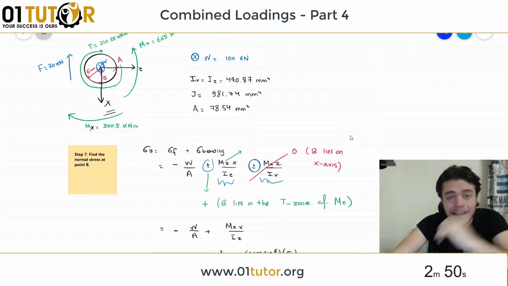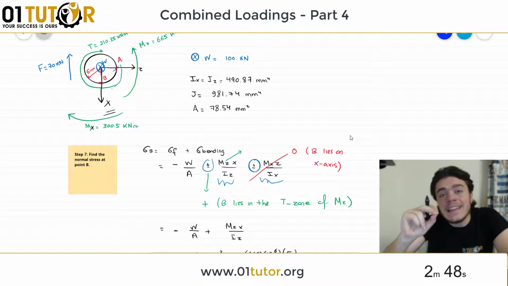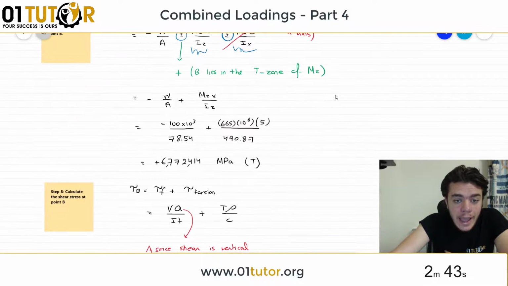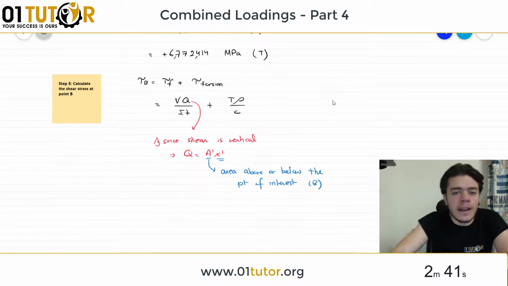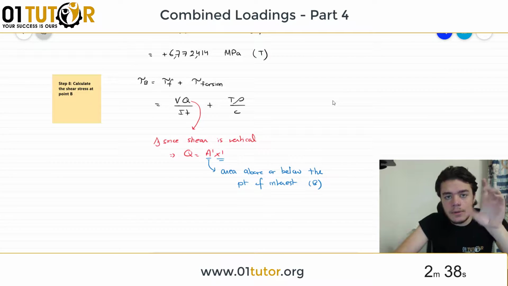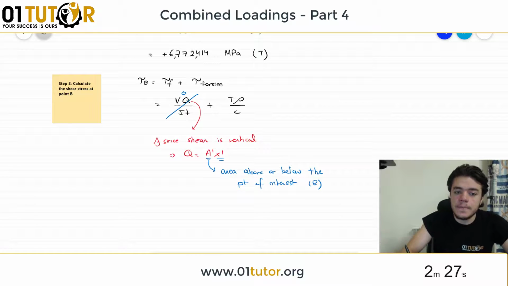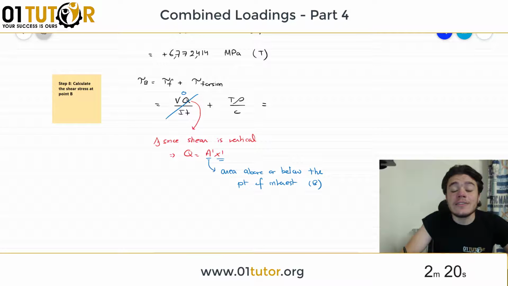It's 0. That's why point B is not under shear stress due to the force. So tau of the force at point B, there's no need to calculate V, Q, I, T. Just if you look at the figure, you consider point B, you should notice that the area below point B is 0. And since the shear is vertical, A prime is going to be the area above or below the point of interest, so this is going to be 0. So the shear stress at point B is solely due to the torsion.